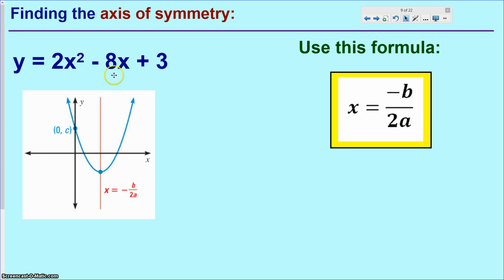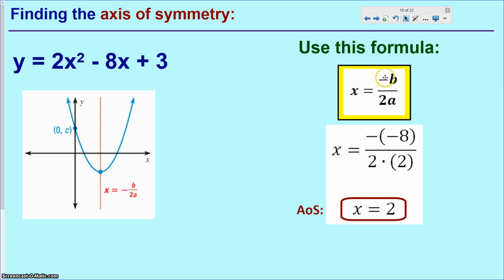So what I'd like you to do right now is see if you can use this formula and write the equation for the axis of symmetry right now. Pause the video for 30 seconds, see if you can do that. If you've done that correctly, just substitute in -8, so you have the opposite of -8, which would be +8, divided by 2 times 2, which is 4. So you get 8 divided by 4, which is 2. So your equation for your axis of symmetry is x equals 2.